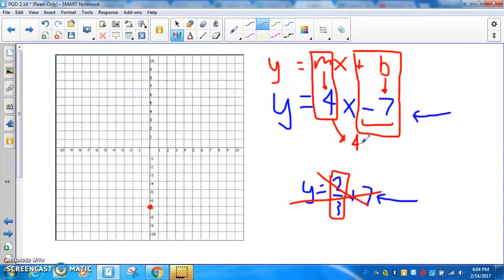The easiest one is simply to put it over 1. So again, put whole numbers over 1. And the way we do that, I start here, I count up 4. 1, 2, 3, 4. I count over 1, and I graph the point. I can do this multiple times. I can go up 4 again and over 1.